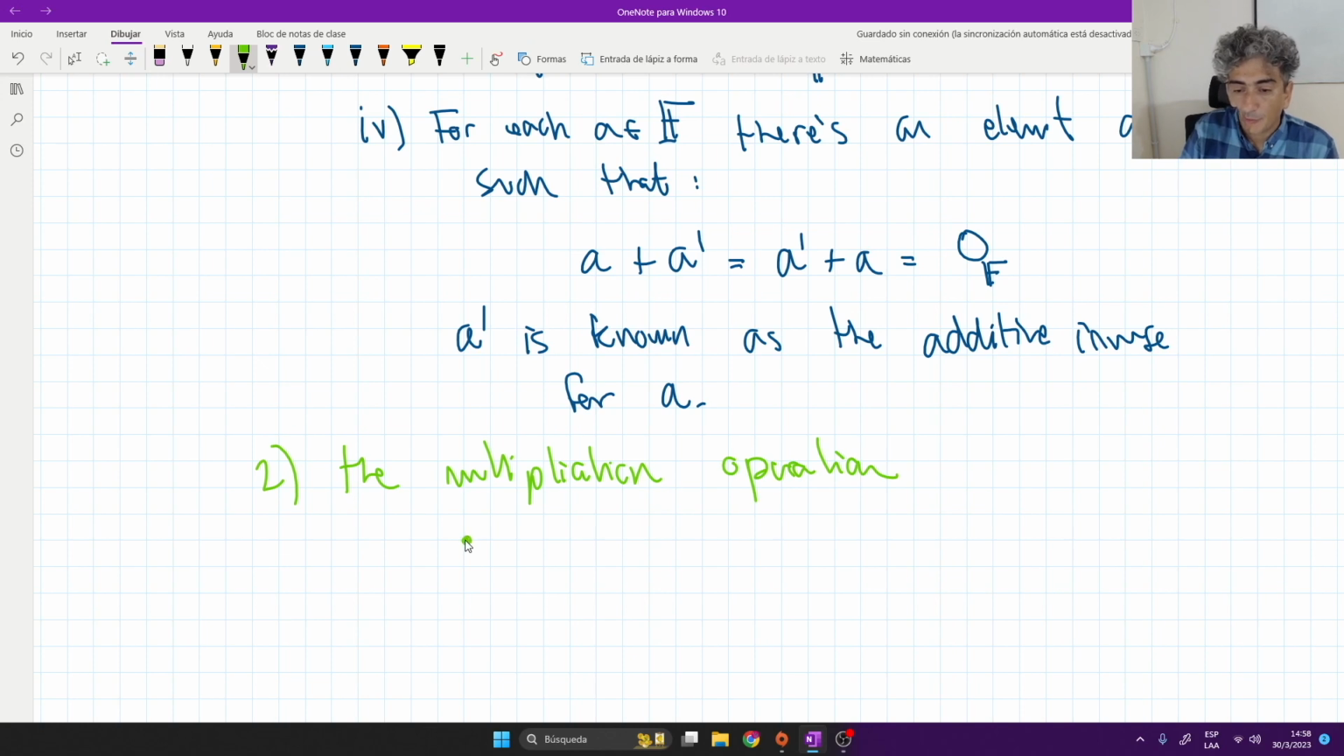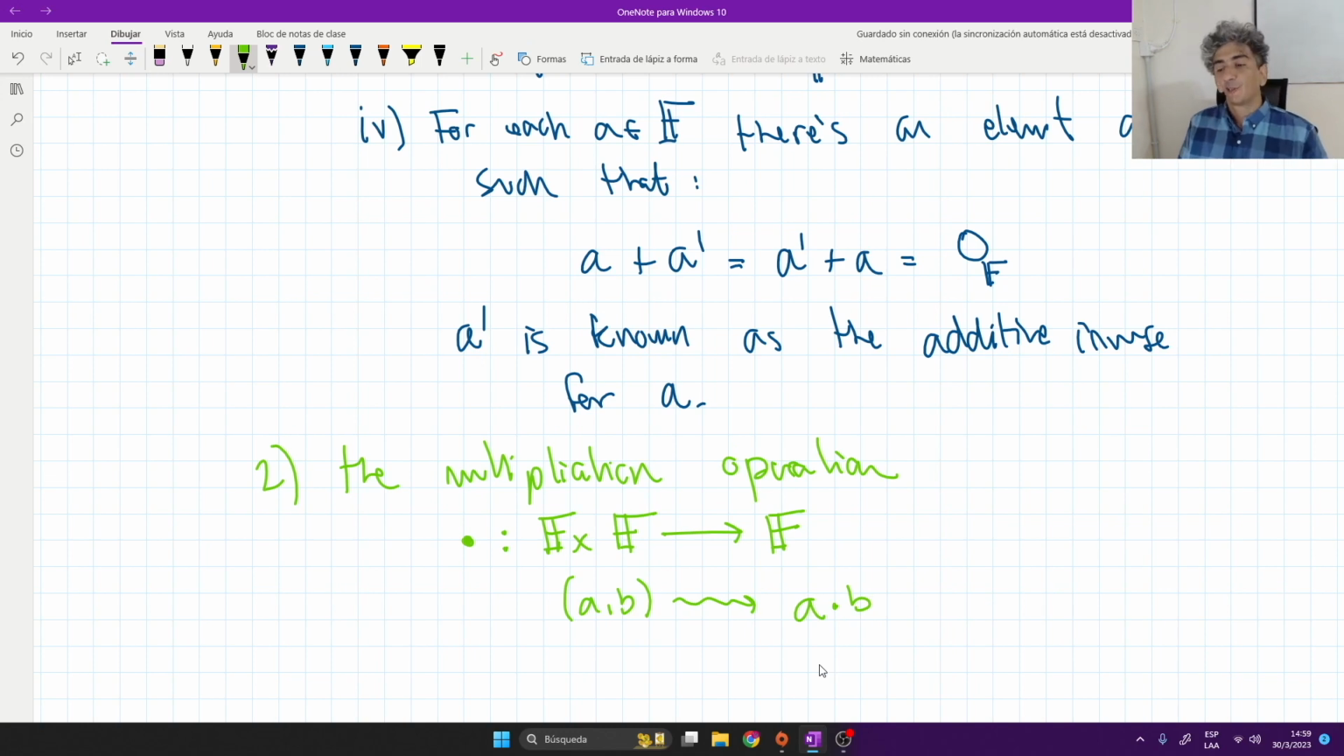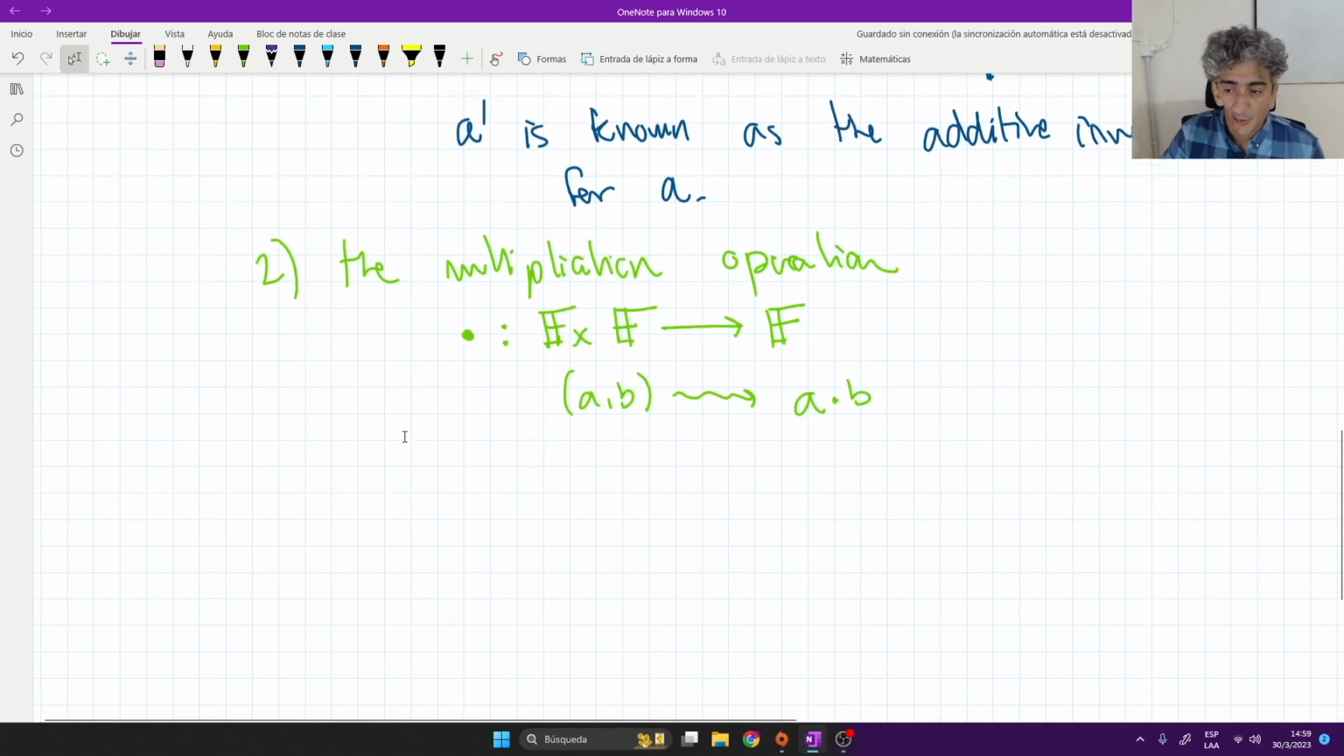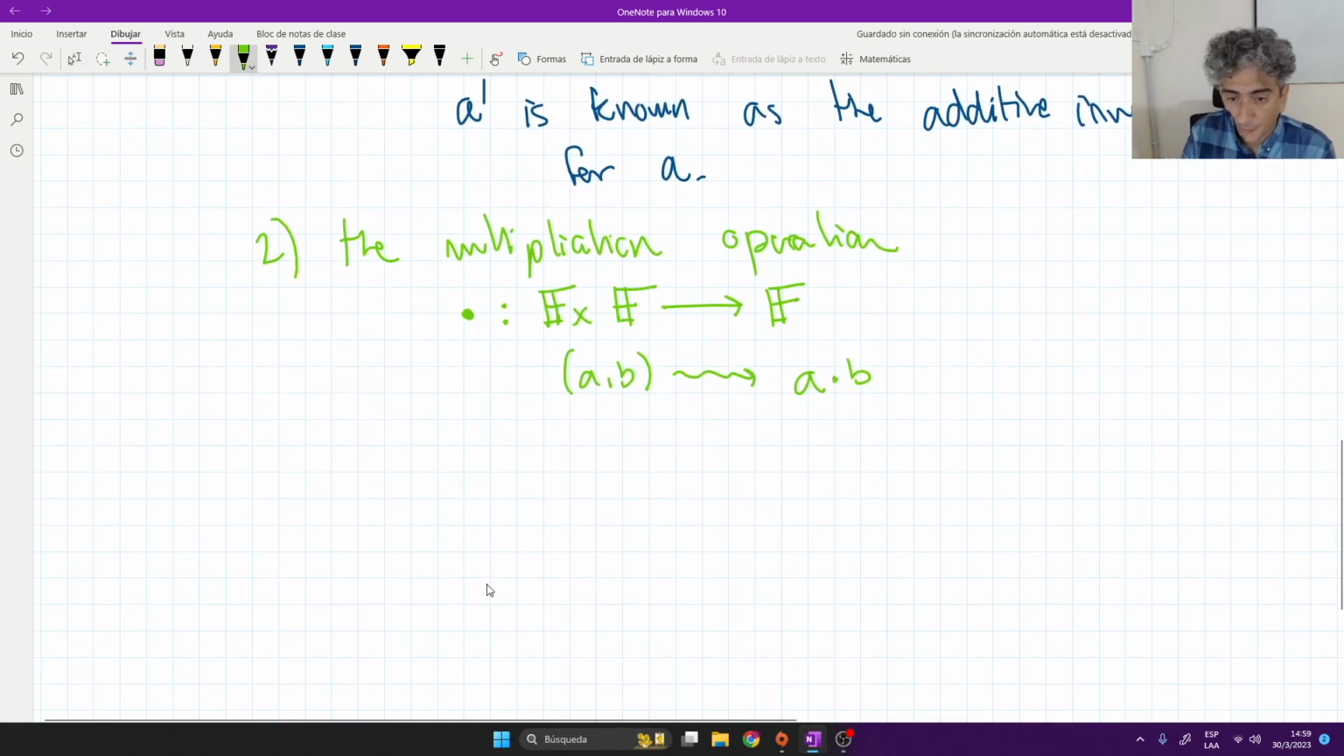So it's denoted with a dot, and it's also a binary operation. That means we take two elements of F and we construct a different element of F. So if we take the pair A, B, we produce the pair A times B. So we are going to ask this operation to have certain properties, pretty much in the same fashion that we did with the addition, right?